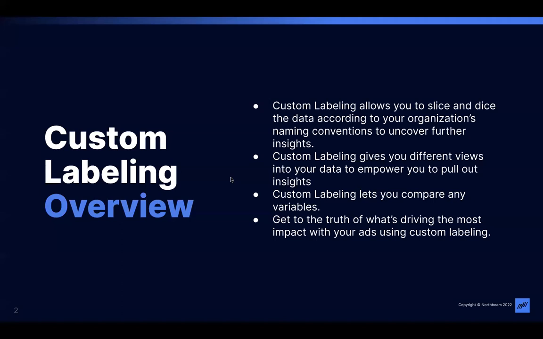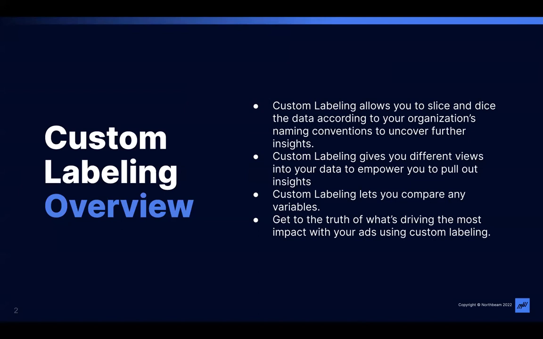In terms of an overview, just like Matt said, I use custom labels in my own media buying. It allows me to get quick pivot tables and pull up insights. But whenever we're talking to our power users, they're doing the same. It's because it allows you to slice and dice your data, not just by the default platform category targeting that Northbeam brings in by default, but specifically by your organization's own naming conventions.